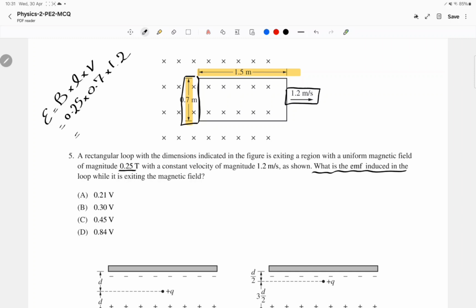And the answer comes out to 0.21 volt. So it's A.